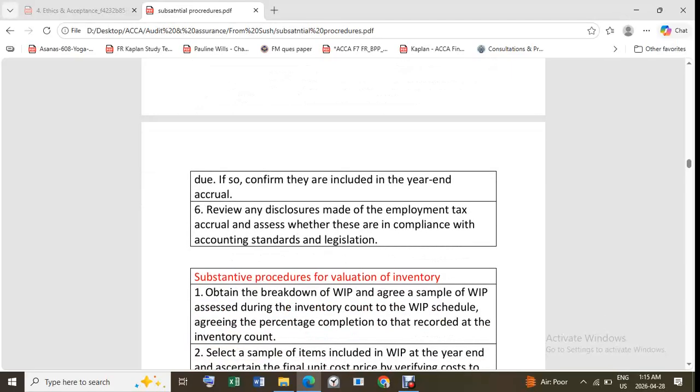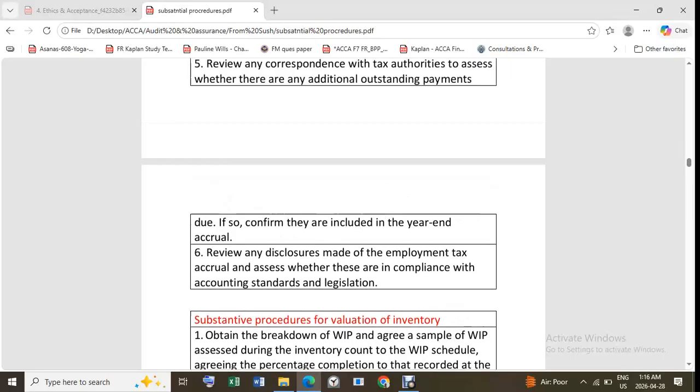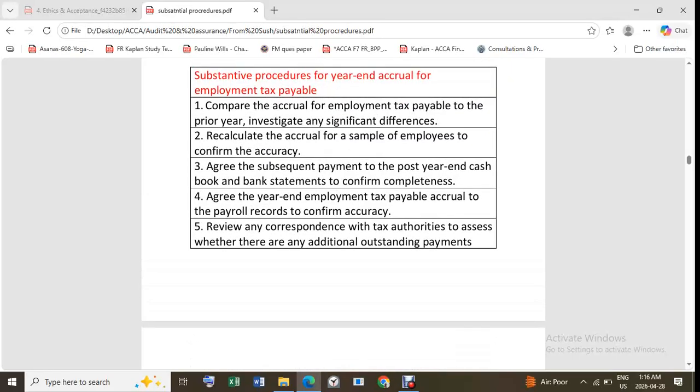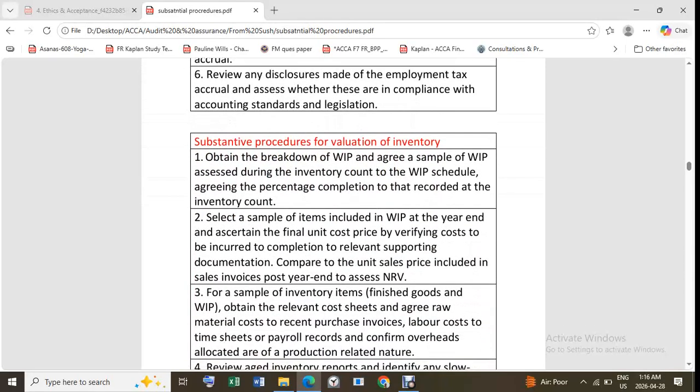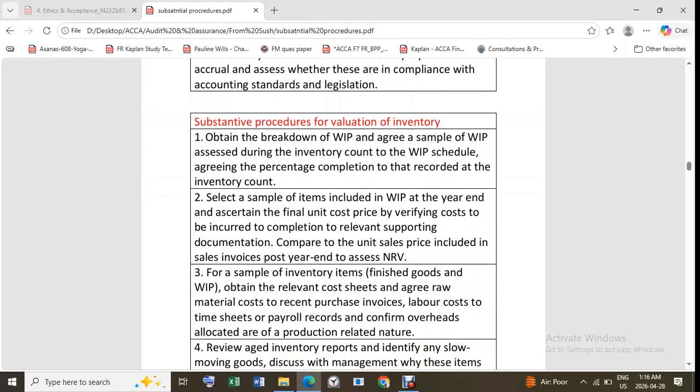So sixth number, review the disclosure made of employment tax accrual and assess whether these are in compliance with accounting standards and legislation. Another thing, we also have to check whether they are paying on time or not. If they are not paying on time, there will be some fines and penalties that the entity would be liable to pay. That also we need to check as per the law of the respective country. Okay. Substantive procedure for valuation of inventory.